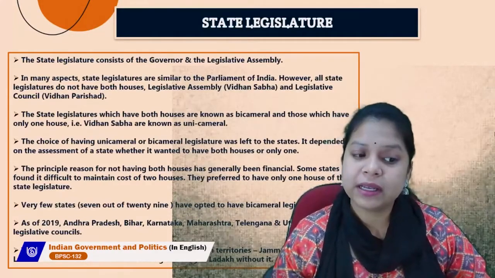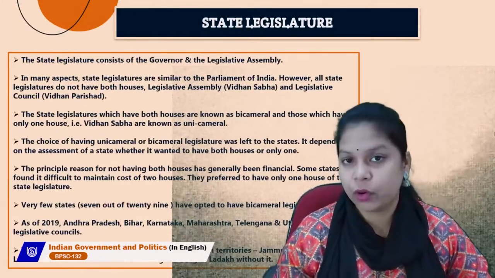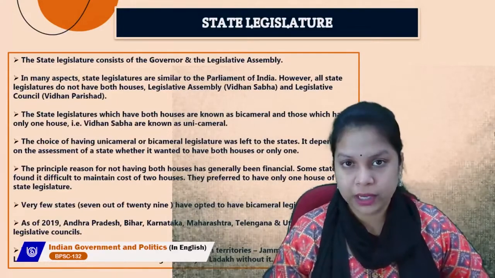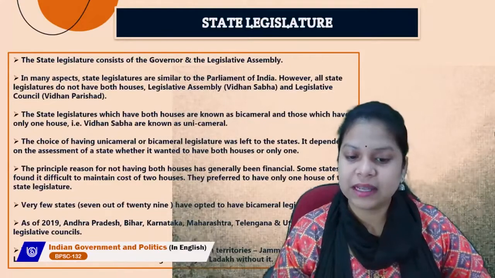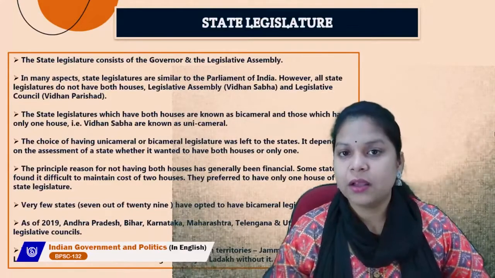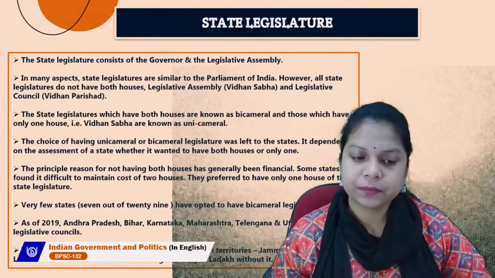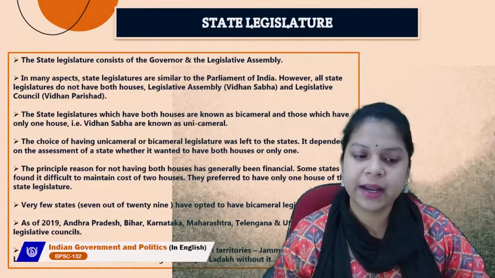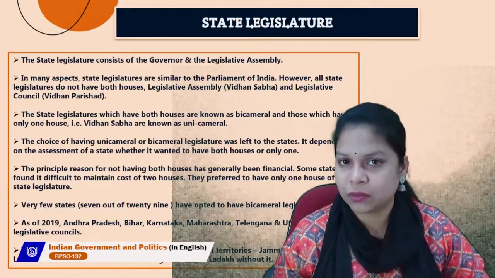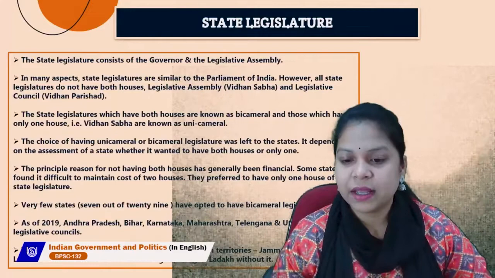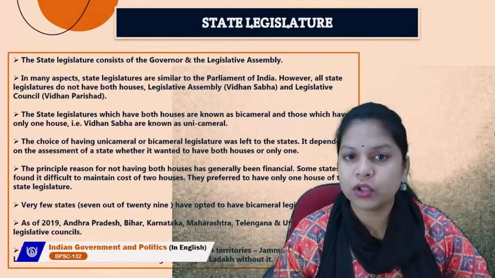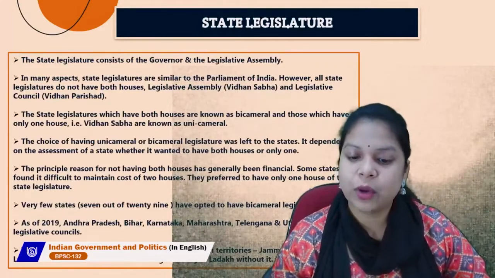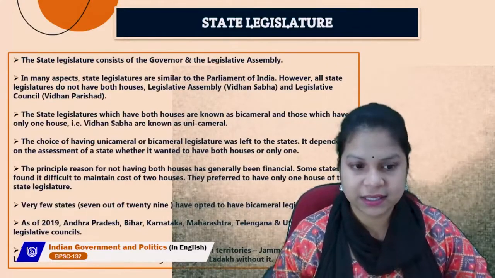It depended on the assessment of a state whether it wanted to have both houses or only one. The principal reason for not having both houses has generally been financial. Because of financial issues, it is finance which decides whether to have one house or both. Some states found it difficult to maintain the cost of two houses. They preferred to have only one house of the state legislature.